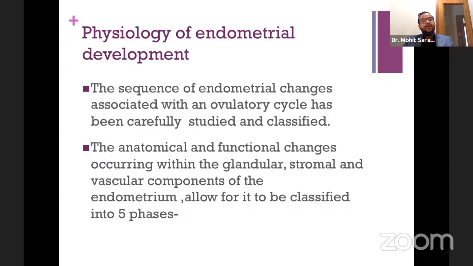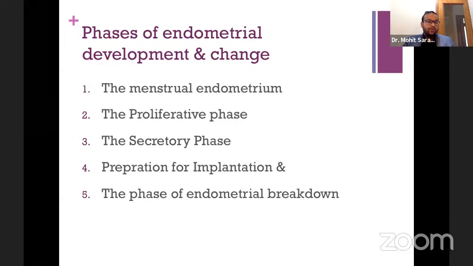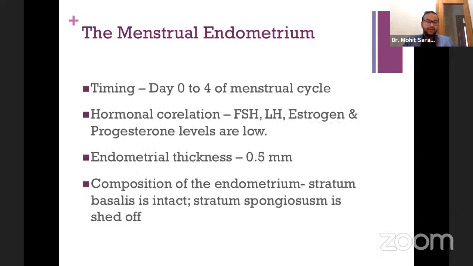The sequence of endometrial changes associated with an ovulatory cycle has been carefully studied and classified. Over the month, a number of anatomical and functional changes occur in the various components of the endometrium, that is the glandular, stromal, and vascular components. Based on this, we can classify it into 5 main phases. One, the menstrual endometrium, then the proliferative phase, the secretory phase, the phase for implantation, and lastly, the phase of endometrial breakdown.